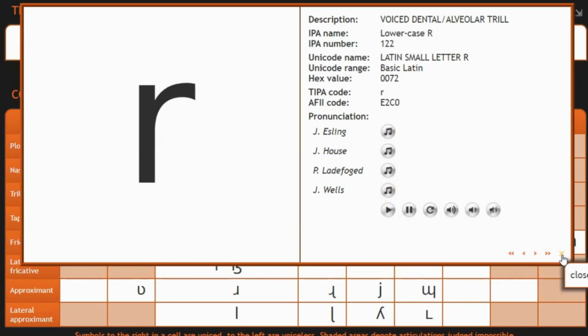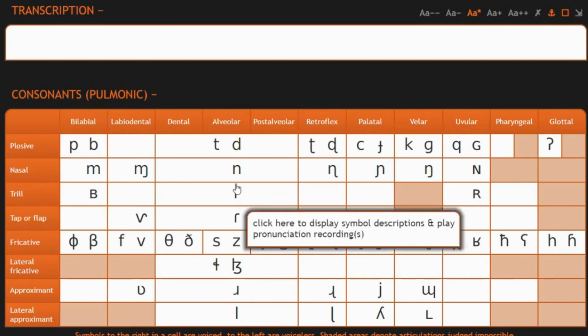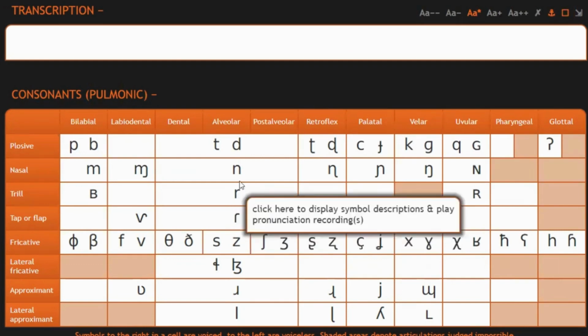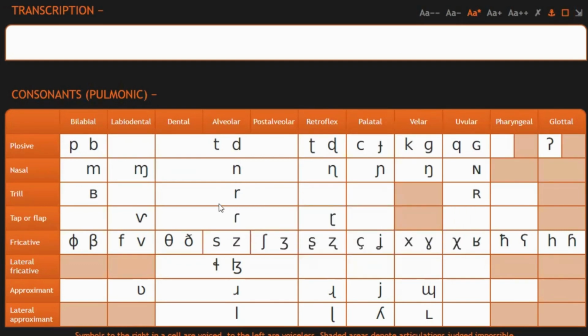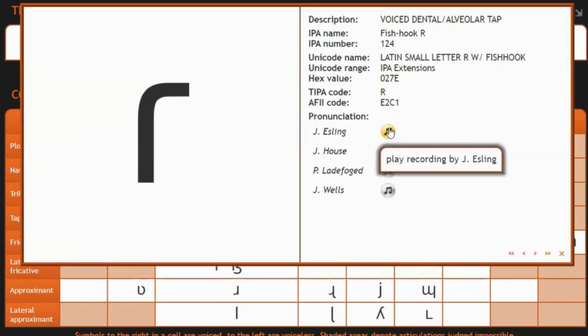All right, this trill, usually an alveolar trill, is written with the regular R because this sound is actually more common than the other R-like sounds, as in the alveolar tap or flap. Let's listen.